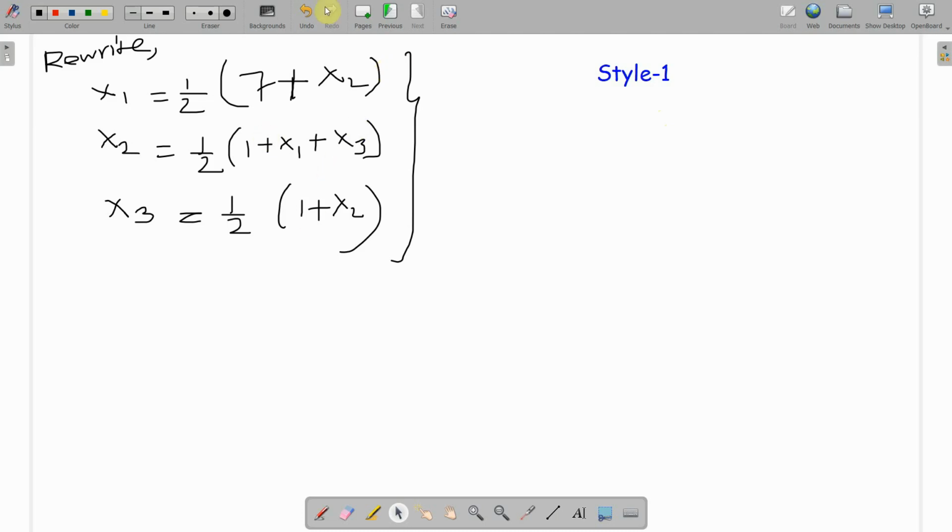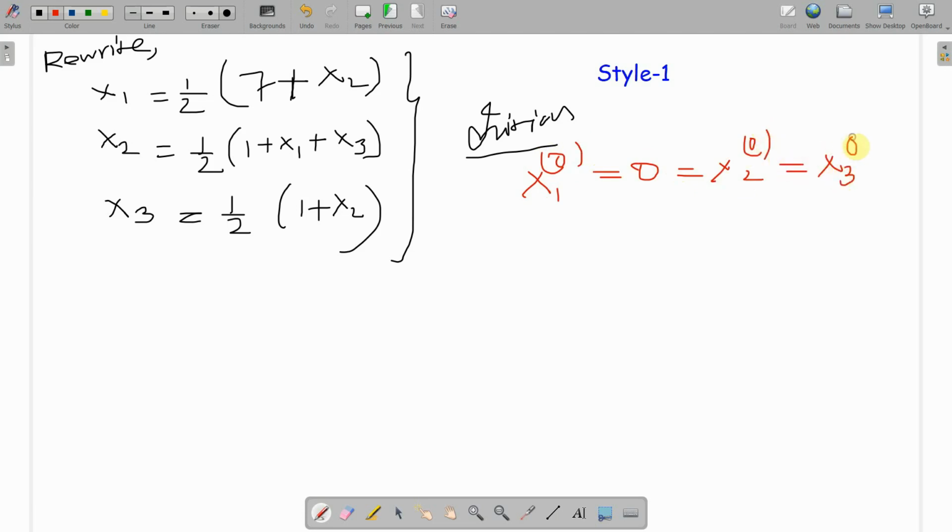So what would be the initial approximation here, class? What are we considering? The 0th iteration. So I'll be writing x1 at 0 equals 0, similarly x2 at 0 equals 0, and x3 at the 0th iteration equals 0. So you can put 0 here: x1, x2, x3 at the 0th iteration equal 0.